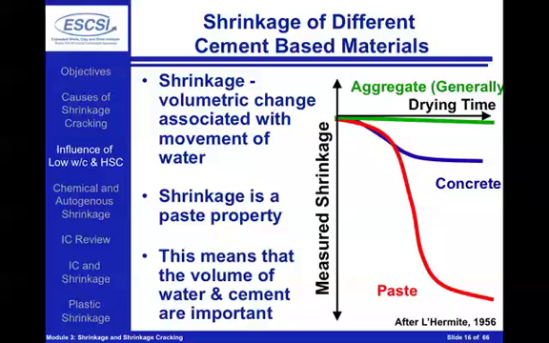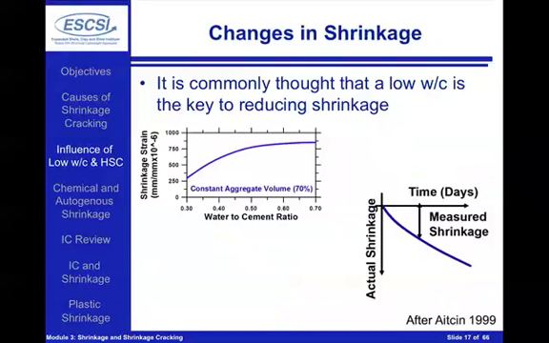And the real takeaway from this is that shrinkage is really a paste property. This means that it's really the water and the cement that are important, and it's the volume of the paste that's really going to drive how much shrinkage we get in our concrete. So one of the first things that we want to do to reduce shrinkage is to reduce the volume of our paste. Reduce the amount of cement plus water that's inside of the system, because in general our aggregates are volumetrically stable, but it's really the paste that's driving the overall shrinkage in the system.